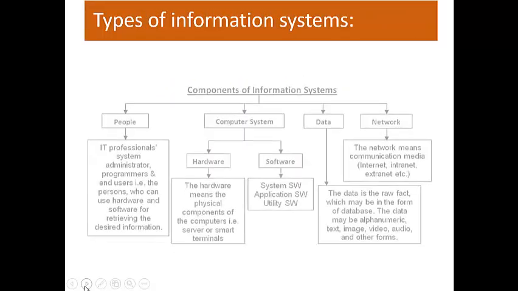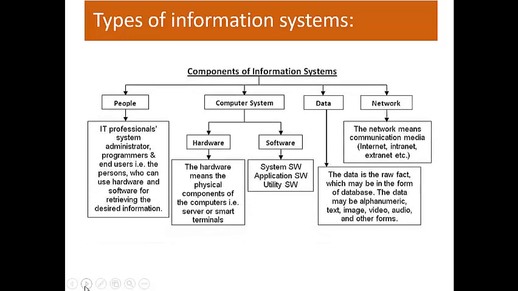Types of information system. Here is a general drawing showing the components of an information system, which are people, computer system, data, and network. And you find the computer system divided into hardware and software. People: information system and information technology professionals, system administrators, programmers, and end users. All of those are the people who can use hardware and software very efficiently and can maintain the system.